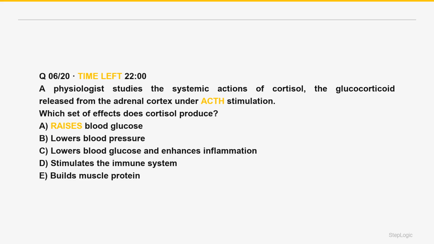Which set of effects does cortisol produce? A physiologist studies the systemic actions of cortisol, the glucocorticoid released from the adrenal cortex under ACTH stimulation. Read the command: which set of cortisol effects? Raises glucose, anti-inflammatory, catabolic, maintains BP permissive, inhibits bone.